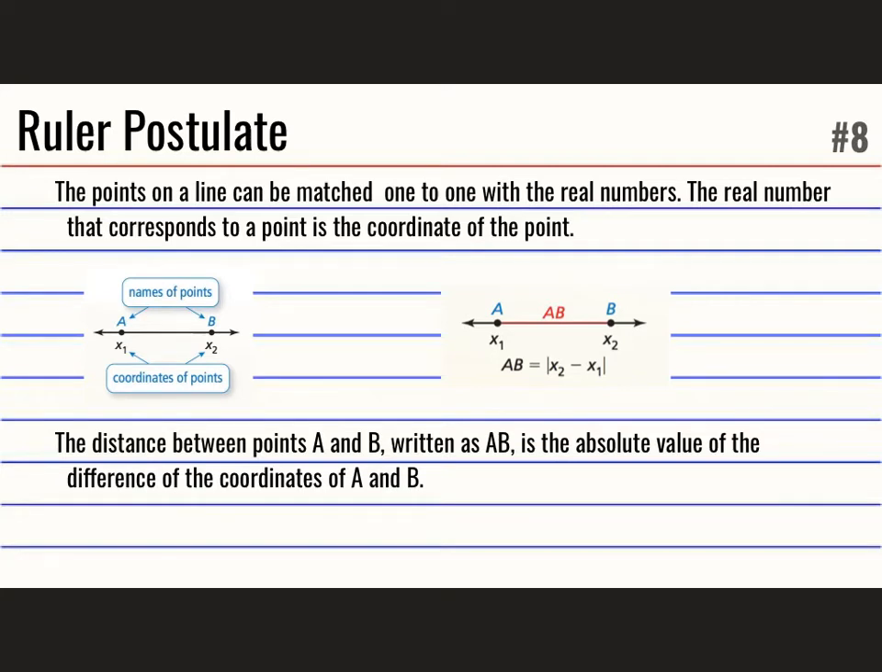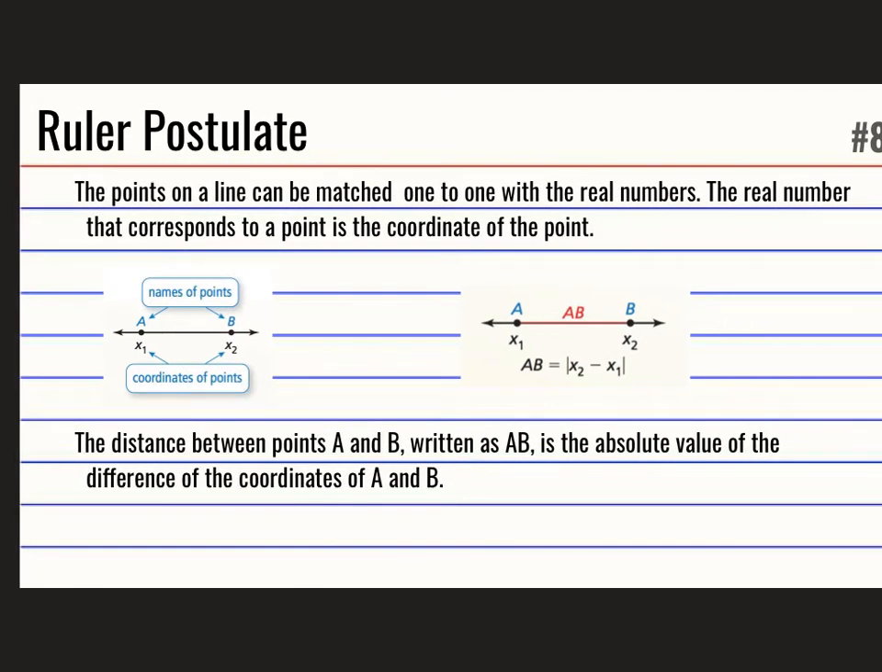So over here we have a line, and that line has 2 points, point A and point B. We're going to name A x sub 1 and B x sub 2. Remember that if a variable has subscripts, then those subscripts only talk about position. They don't say anything about value. So the distance between point A and point B is written as AB. So notice that this is just AB, nothing else with it. It is the absolute value of the difference of the coordinates of A and B.